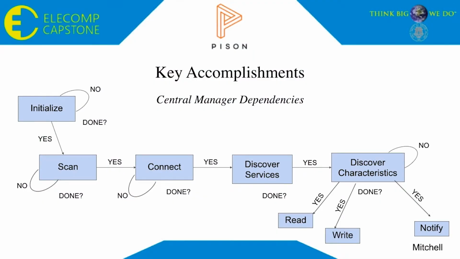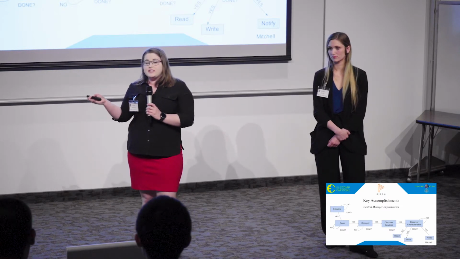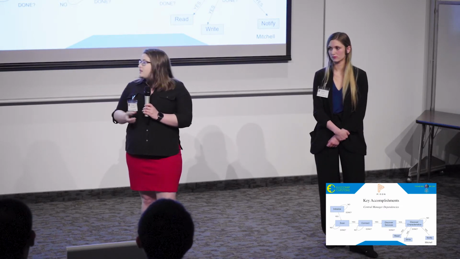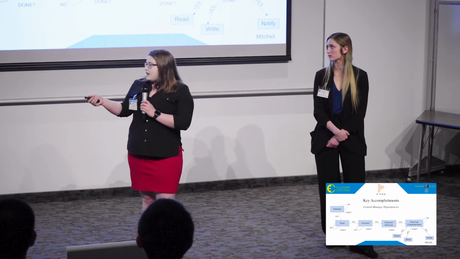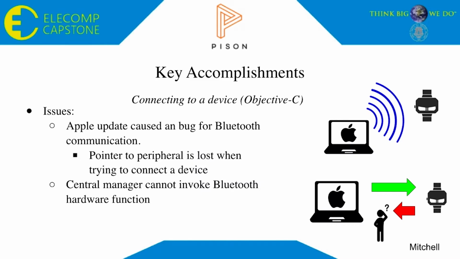So this is an example of the central manager dependencies. For example, if you wanted to scan for a device, you had to first initialize the central manager, and this allows Bluetooth access. And if you wanted to discover characteristics, you had to first discover services.